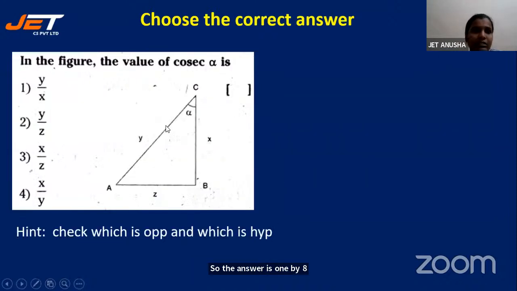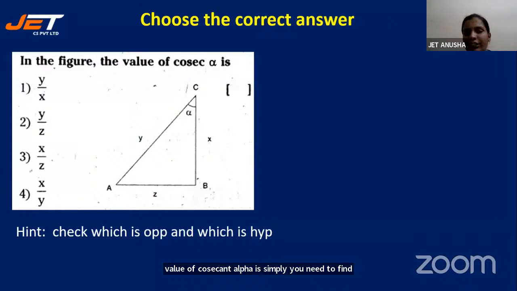So let's go with the next one. Here, in the figure, the value of cosecant alpha is, simply you need to find. If you know the identities well, then it will be much easier for you to answer. Check which is opposite and which is hypotenuse. Shravanya 4. Please check your answer now. Avinash 1, Sunny 2, Rakesh 2. Y by Z, someone gave me. Second option. Manohar 2, Jessica 2, Akshaya 2, Monica 1, Renuka 2, Vishwanath 2. So let's see what is the correct answer. Everyone is giving me the answer as 2.